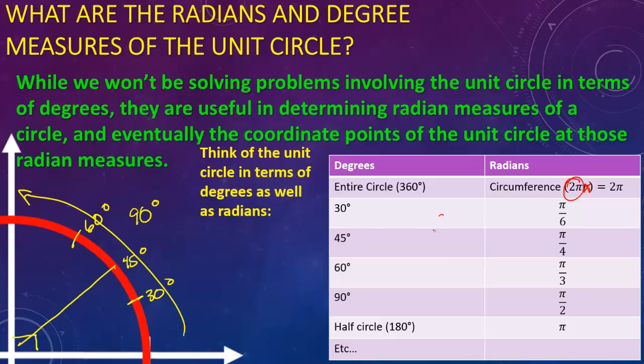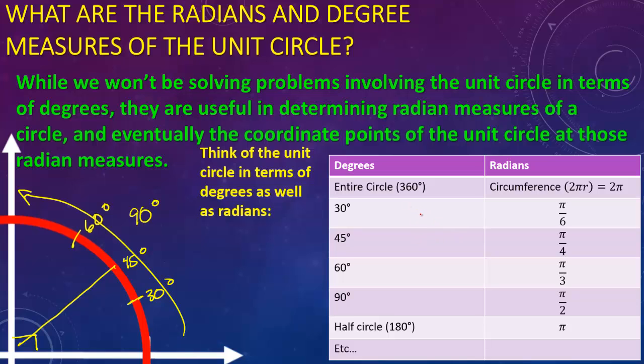If you have this circle here, all the way around is 2 pi. Half of the circle would be pi. 90 degrees, or 1/4 of the circle, would be pi over 2. So you can imagine what pi over 2 divided by 2 looks like. It's pi over 4, so half of that 90 degrees is pi over 4.